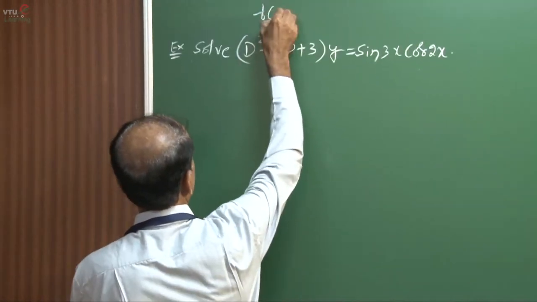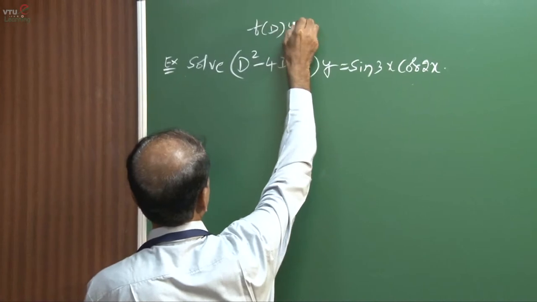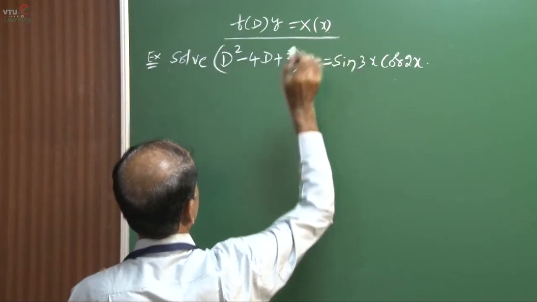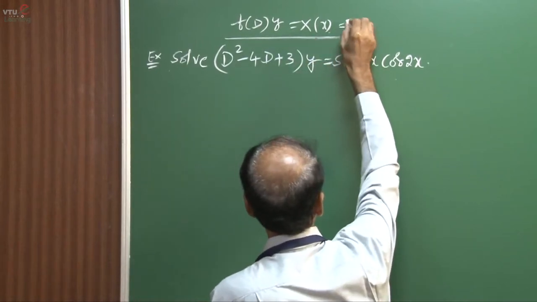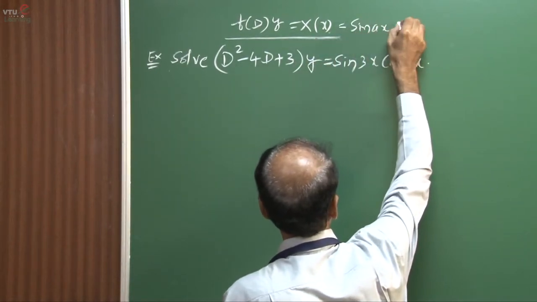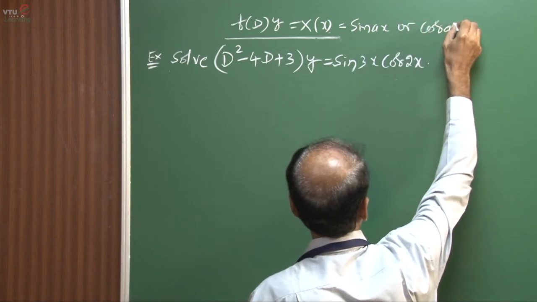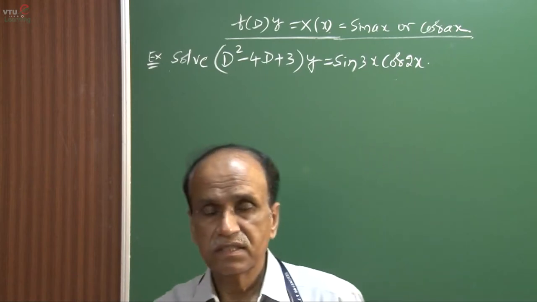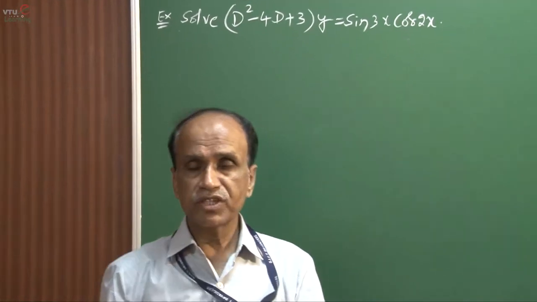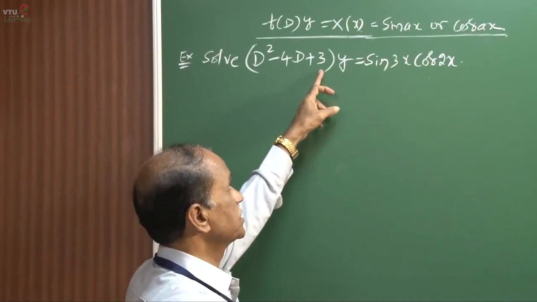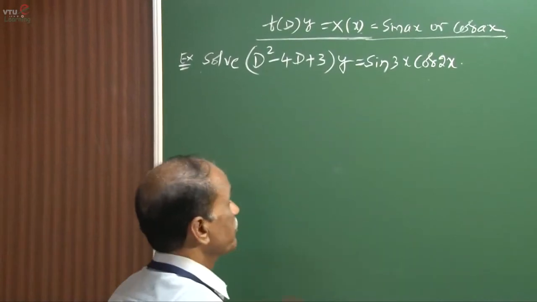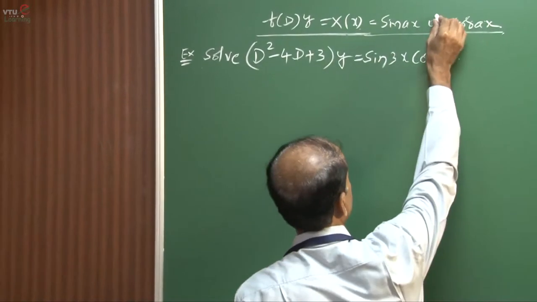The general form of the non-homogeneous equation is f of D into y is equal to X of x. So when X of x is equal to either sin ax or cos ax, in this form we are studying now. This is under the linear differential equations with constant coefficients, because these are the constant coefficients to the derivative terms. Now here it is a product of two terms, but this is to be taken as an individual term.